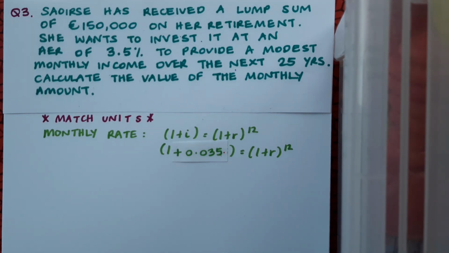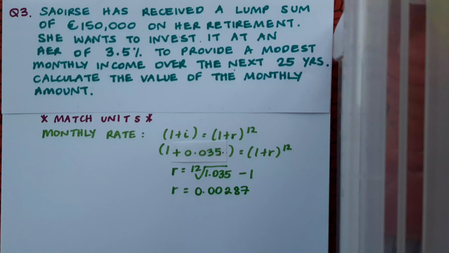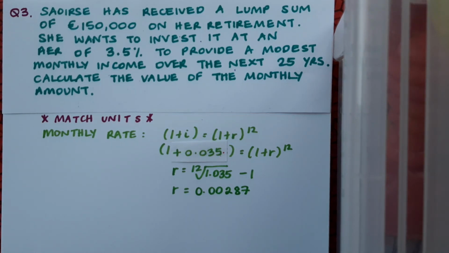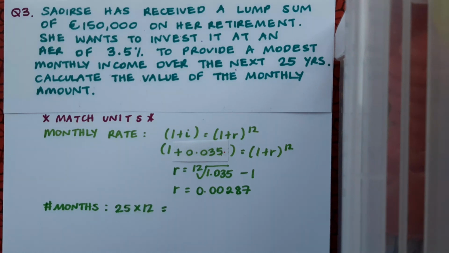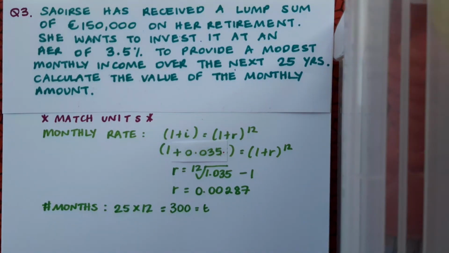I'm going to rearrange to get r by itself. So my r value this time is 0.00287. Number of months is next. So 25 by 12 gives us a value of 300 for t in this case.